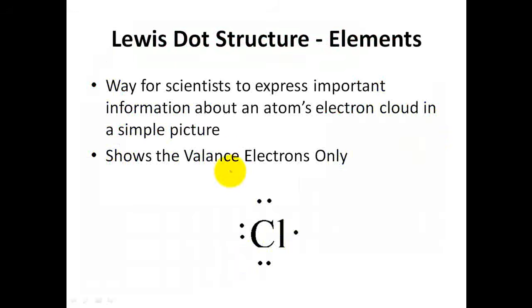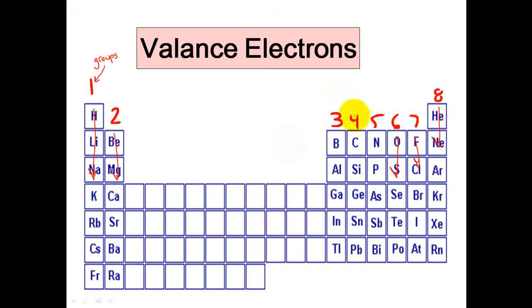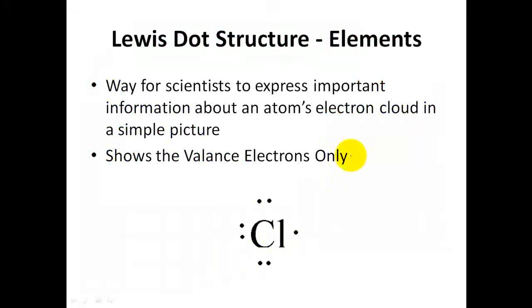The Lewis dot structure drawn for an element is simply a way for scientists to express important information about an atom's electron cloud using a simple picture. And it's only going to show us the valence electrons. So how many valence electrons does chlorine have? Well, if I go back one slide, there's chlorine right here. Go up to the very top of the group, and I'll see it's in group 7, indicating 7 valence electrons. I'm going to draw my Lewis dot structure showing those valence electrons. These dots here represent the valence electrons. So any Lewis dot structure is simply showing the outer edge of my electron cloud, the valence electrons.